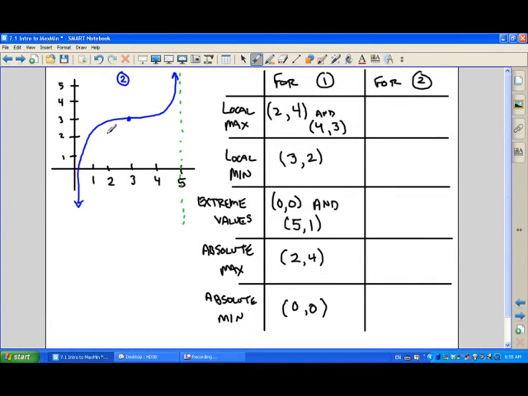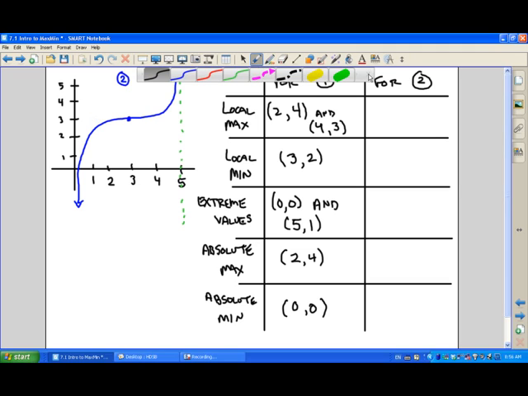Okay, here's our second function, slightly different. And now we kind of have to abandon how we would do this in advanced functions and think about the calculus way of doing this. The calculus way tells us that to find a local max or a local min point, we're looking for places on the curve where the slope of the tangent is 0. So where our tangent would be flat. And in this particular curve, that happens once. That happens at the point (3, 3).